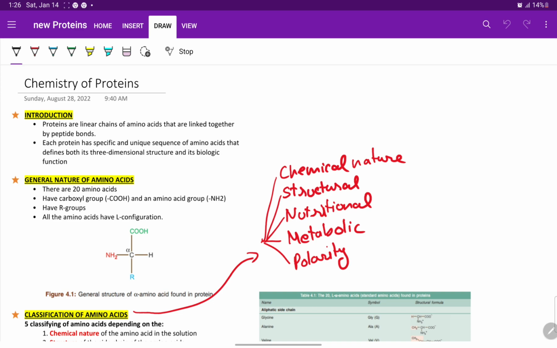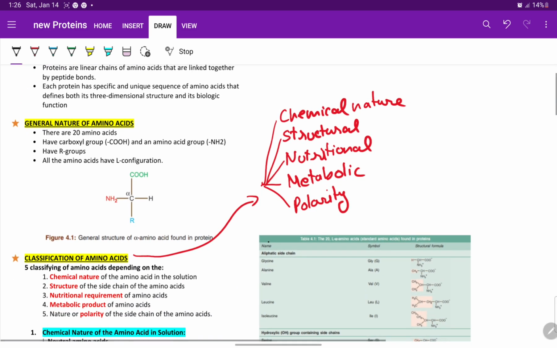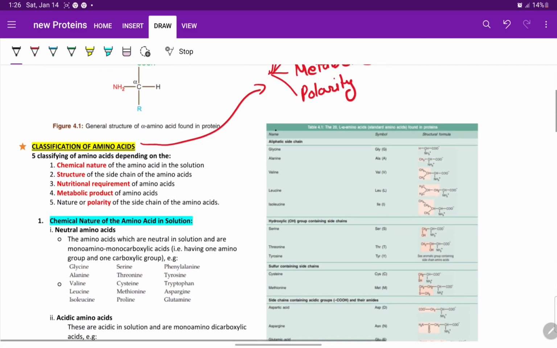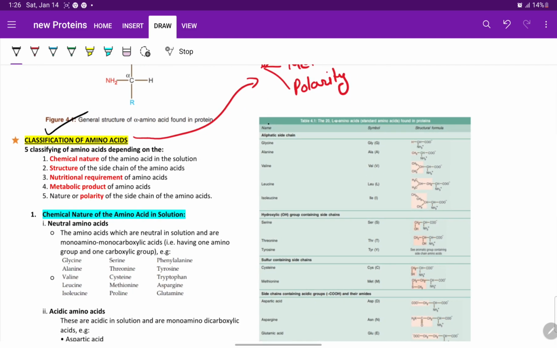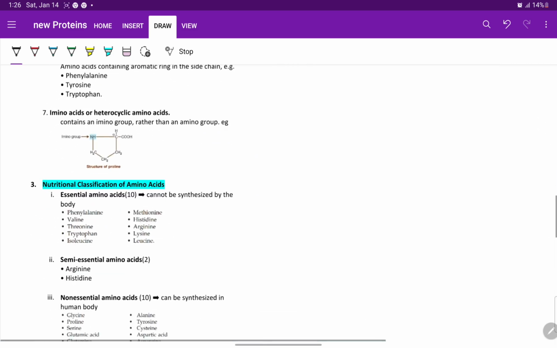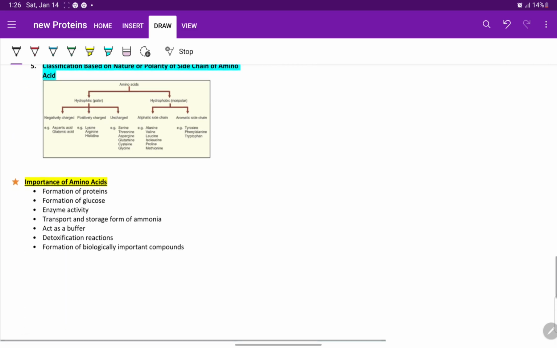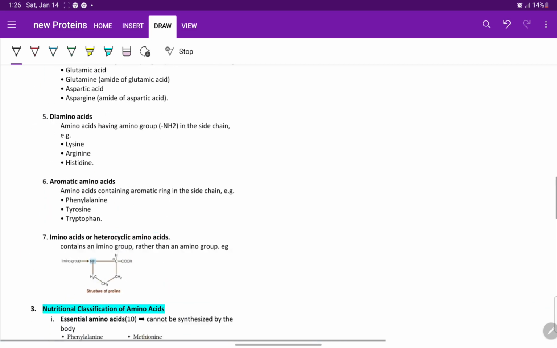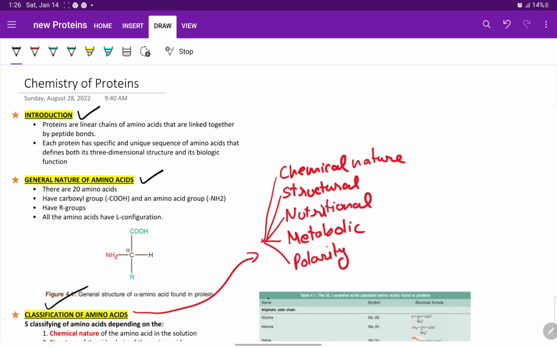We'll talk about the introduction of proteins first. Then we'll go for the general nature of proteins, amino acids, classification of amino acids, and we'll see all the types of classification and the importance of amino acids, why amino acids are needed in your body.